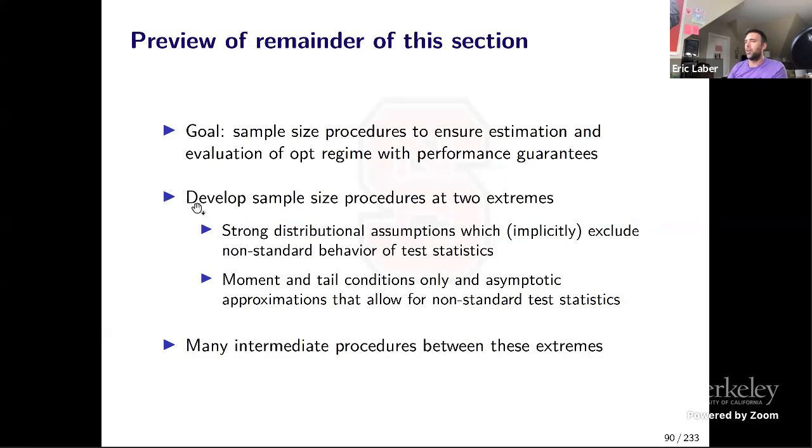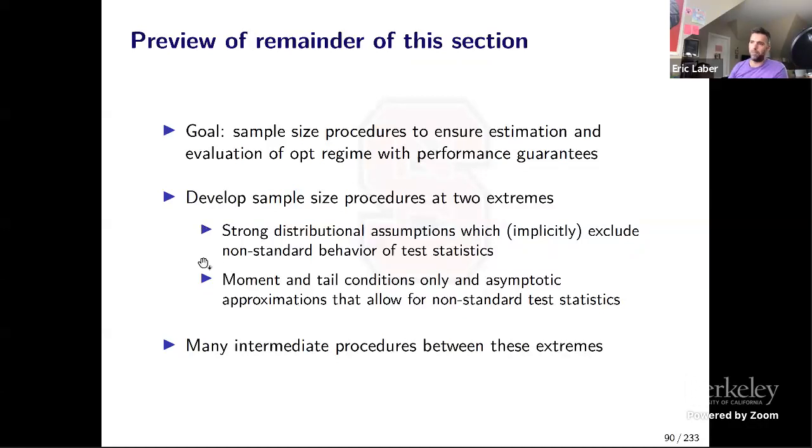And so we developed in the paper sample size procedures at two extremes. One where you make very strong distributional assumptions. That's one route you could take. And this implicitly excludes all this non-regular, non-standard behavior we've been talking about. Or at the other extreme, we only require moment and tail conditions, and we don't require any of the models to be correct, and we allow for non-regularity and non-standard behavior, and we still provide correct sample size procedures.